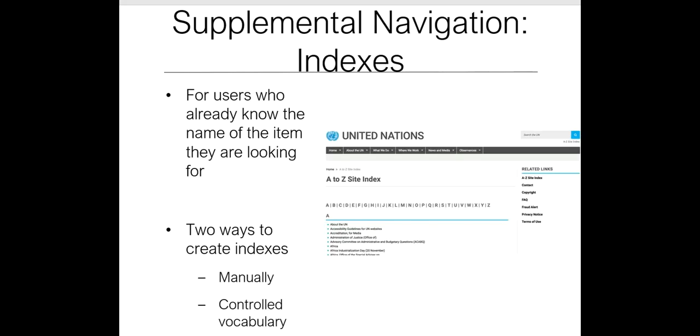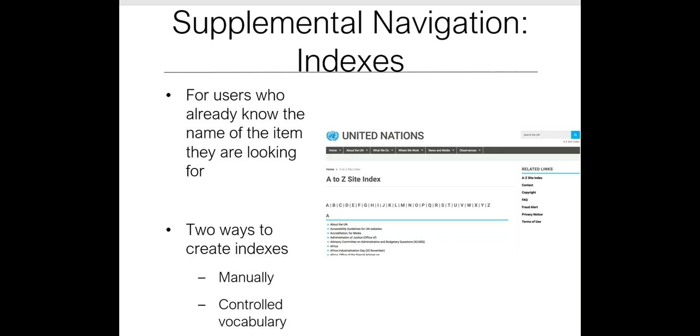Then we get to things like supplemental navigation, which can include things like, say, indexes. These are for users who already know the name of the item that they're looking for. So this type of thing tends to be aimed almost exclusively at expert users. Essentially, there are two ways to create these types of things. One is manually, and then one is using a controlled vocabulary. Now, in this particular case, you can see here, an A to Z site index for the United Nations, because there's so many different types of organizations and or classifications within the UN.